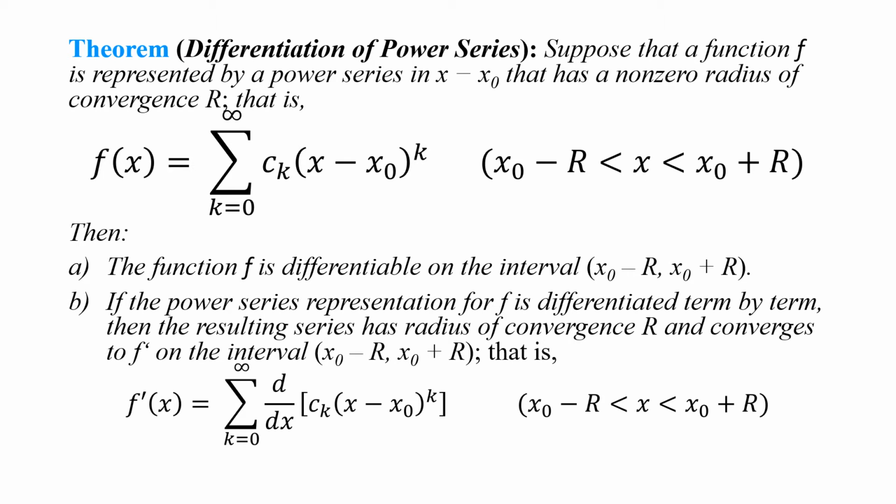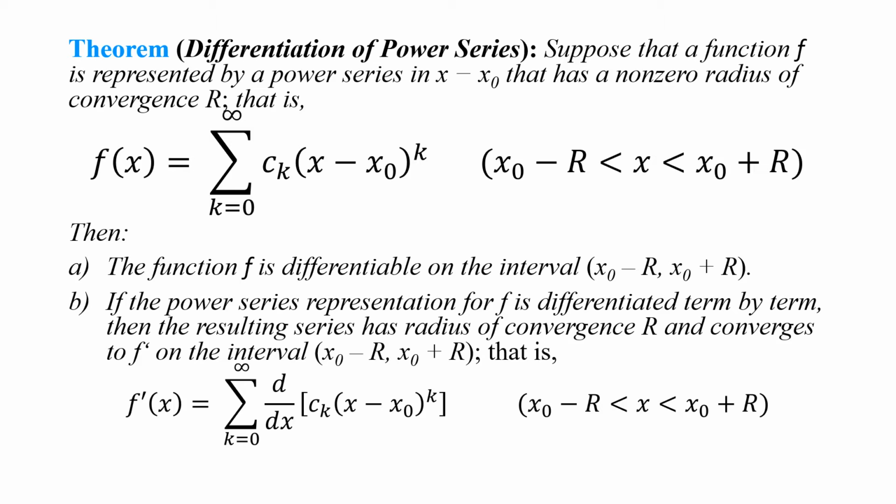That is, you have the function f of x is equal to the summation of c sub k times the kth power of x minus x sub 0 from 0 to infinity, with the interval x greater than x sub 0 minus r but less than x sub 0 plus r. Then the function is differentiable on the open interval x sub 0 minus r to x sub 0 plus r.